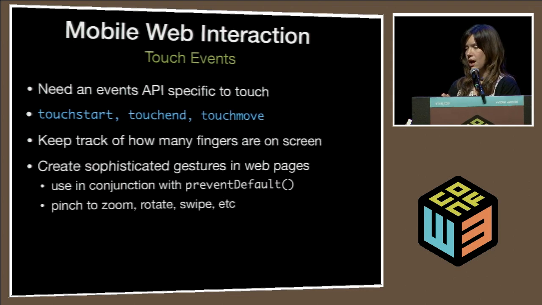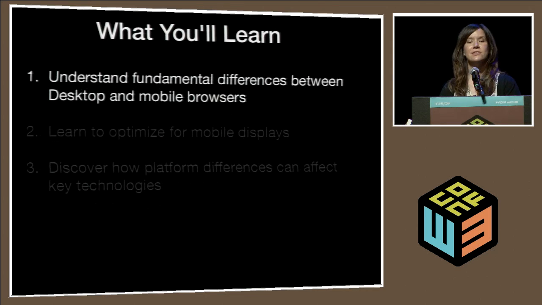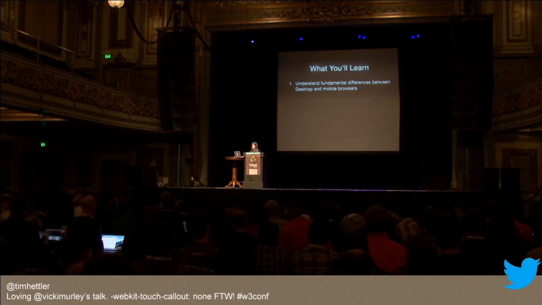So like I said, I'm not going to go into this API in too much detail. There's also going to be a talk later at the conference on the pointer events API, which is an emerging standard to deal with touch events. But I just wanted you to think about why we need this API on a mobile device. Okay, so those are some of the fundamental differences between desktop and mobile browsers.